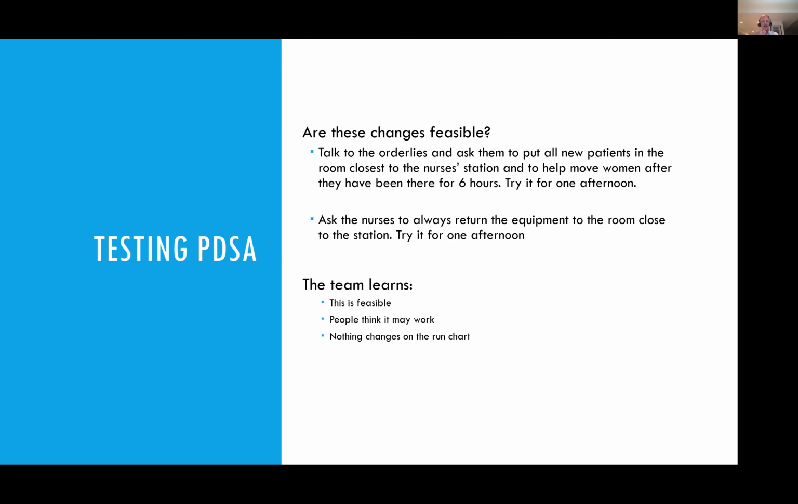So you first might like to find out whether these changes are feasible. Talk to the orderlies and see if they can put some new patients just for half a day, basically, and see if it's feasible for the orderlies to do it. And try and always put the equipment there, right? And just do this for half a day again. And these tests are very important. These small testing PDSAs are incredibly important, but they will never change the run chart. It's just not possible, right?